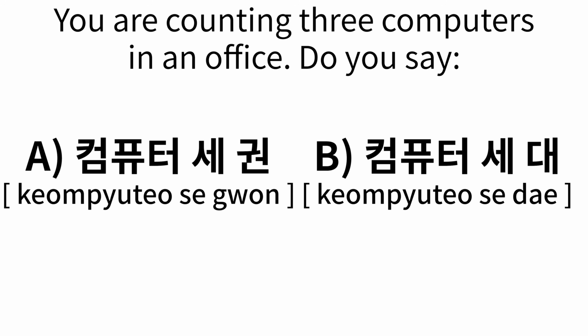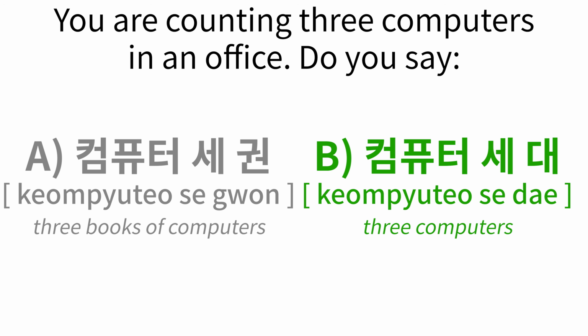Number 3, you're counting 3 computers in an office. Do you say A. 컴퓨터 3권, B. 컴퓨터 3대? Answer B. Electronics and vehicles always use the machine counter 대.